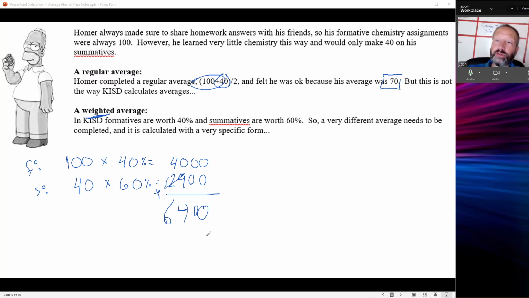So at the end, I still need to divide by 100. Plug that into your calculator. 6,400 divided by 100 is 64. I'm sorry, my pen is having some issues here. Okay, so 64 is his actual grade. This is what would be showing up in Aries, not the 70 that he was looking for. He's failing. And that is one of the reasons that Keller weights their assignments as they do, so that you do have that emphasis on learning the material to do well on the tests.